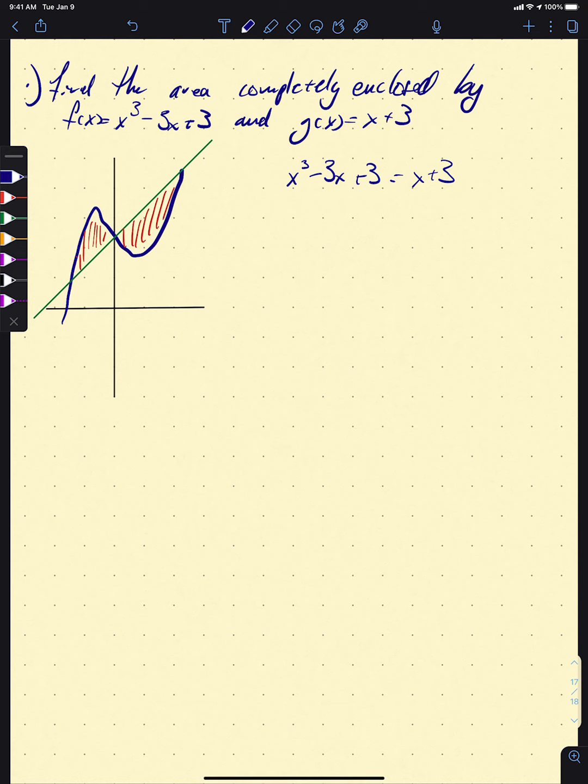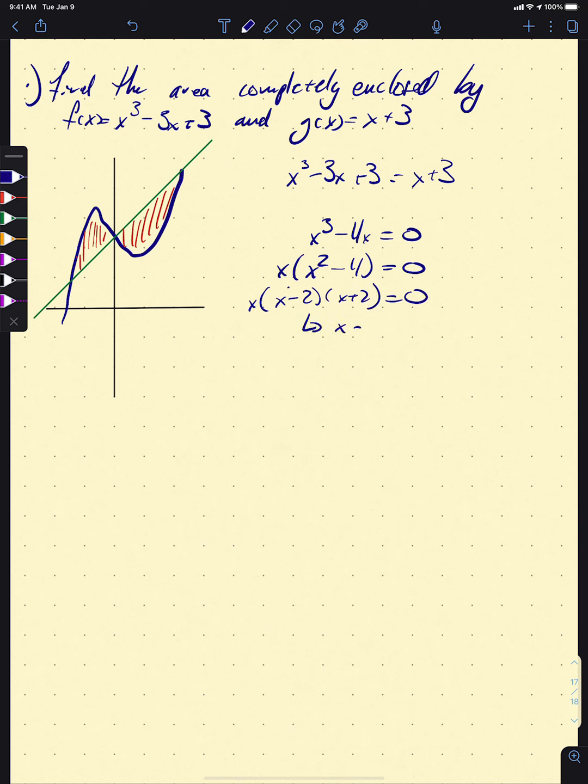Now, of course, this is going to simplify a bit into x cubed minus 4x equals 0. I can factor out an x, and we're left with x squared minus 4. And then that's the difference of squares. So we get x minus 2, x plus 2. And so we can see we get x equals 0 and plus or minus 2. So that's going to tell me that those are the values of where these two functions meet: -2, 0, and +2. Okay.